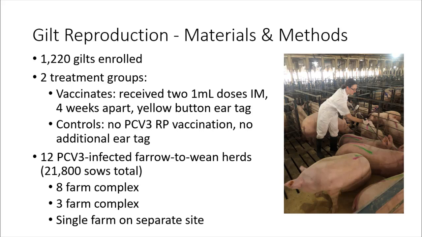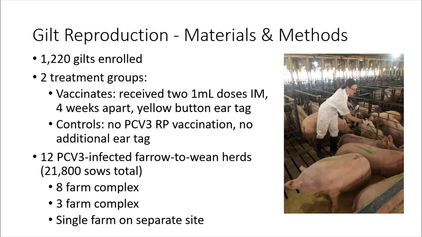So in the gilt study, Jordan enrolled 1,220 gilts, 2 treatment groups, control and vaccine, started at the gilt finisher, gilt acclimation facility. The vaccinates received in total 2 1 ml doses IM 4 weeks apart. The first was given in the gilt acclimation barn, and they were given an additional yellow button ear tag. The controls received no vaccine and no additional ear tag. They did receive 1 ml of saline.